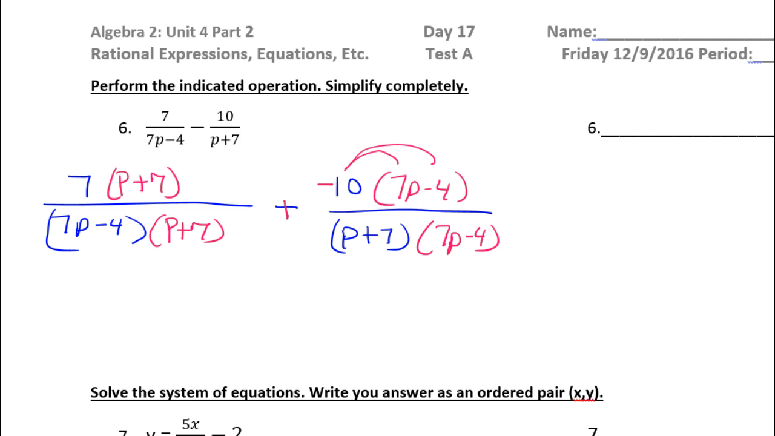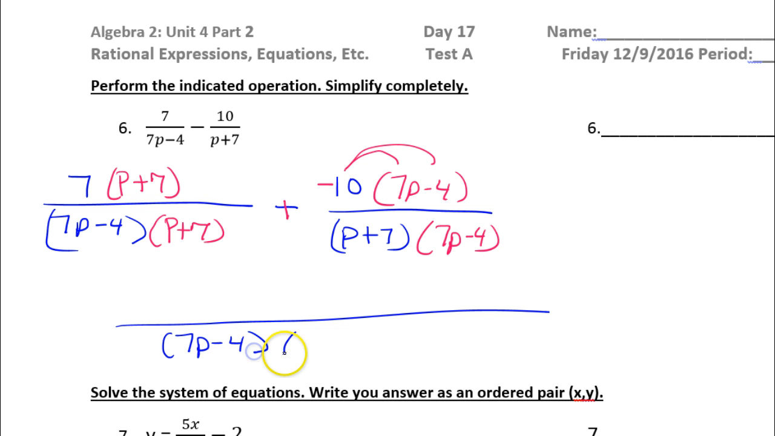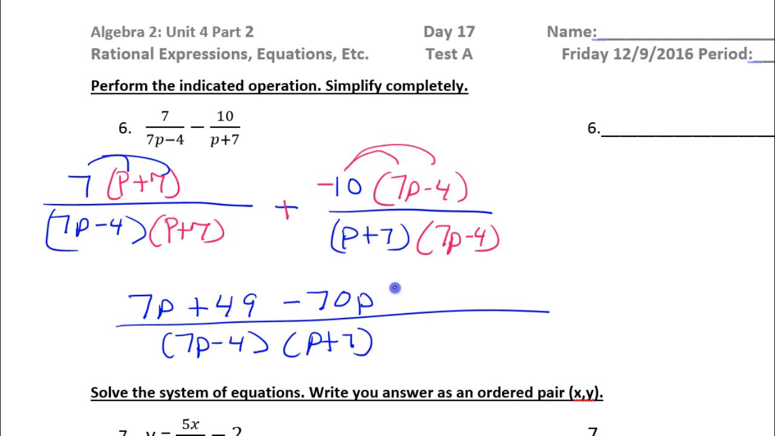Okay, so this is going to become, so I'm going to have my like denominator, so I have my 7p minus 4 times p plus 7. So when I distribute this, I have 7p plus 49. And here, I'm going to have negative 70p plus 40. Negative 10 times negative 4, positive 40.